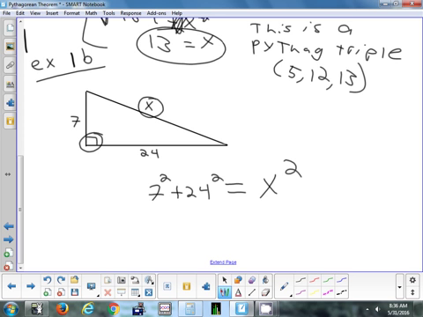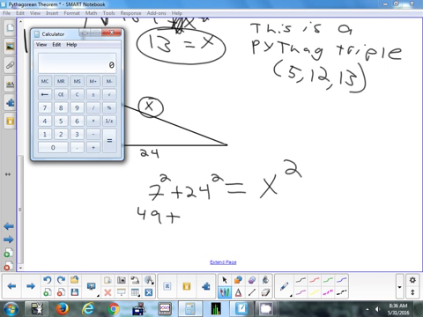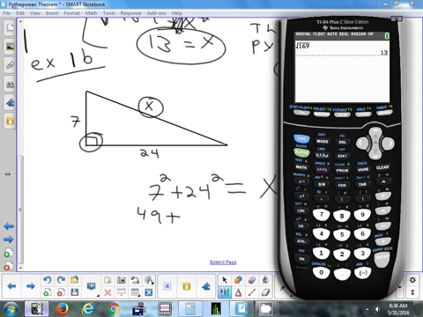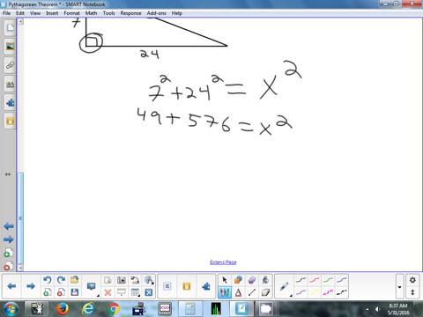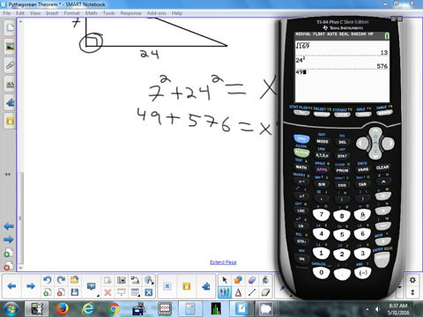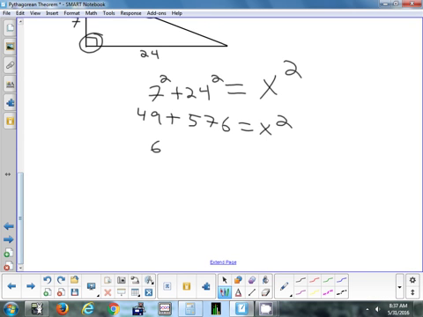Now we got some big numbers, so let's just use our calculator. Maybe 7 squared we could do. Anybody tell me what 7 times 7 is? 49. Thank you. Some calculators have a button for squaring. I think this one does. 24, just press the button to the second power. 576. What's the next thing I do with 49 and 576? Add them up. I'm going to do 49 plus 576, and I get 625.